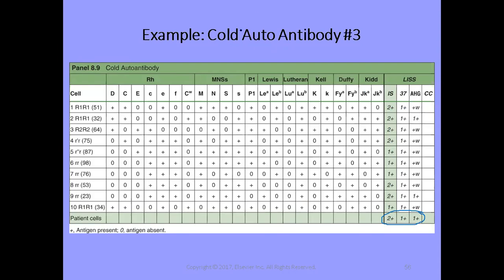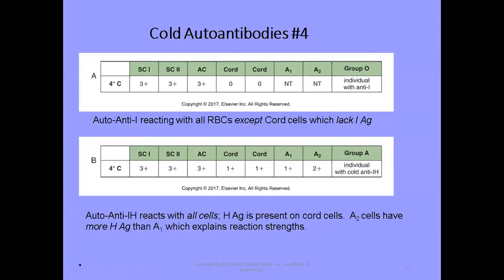Okay, so you can see here how it's impossible for us to tell if this person has another antibody that could be clinically significant beyond this autoantibody, because it's masking there's a positive reaction with every cell. So we need to basically eliminate these reactions so we can see if there is something else there.